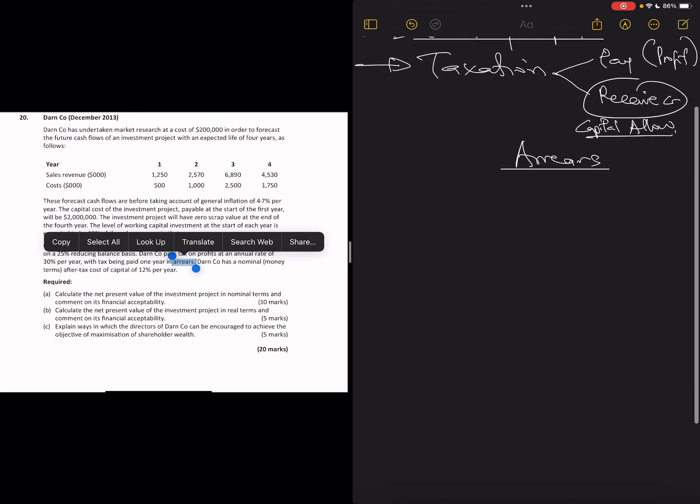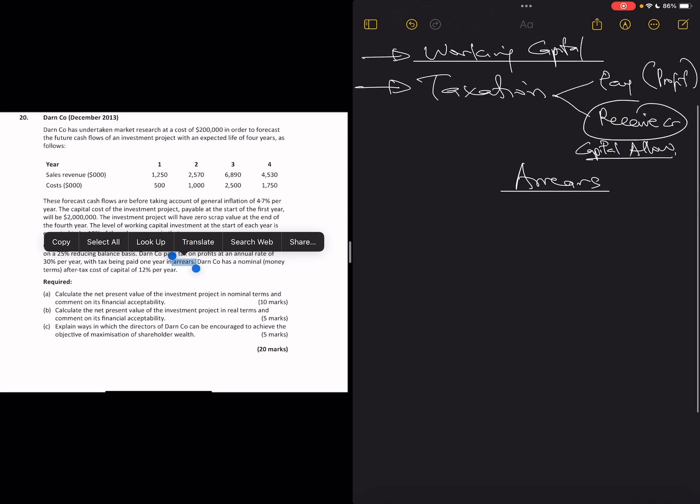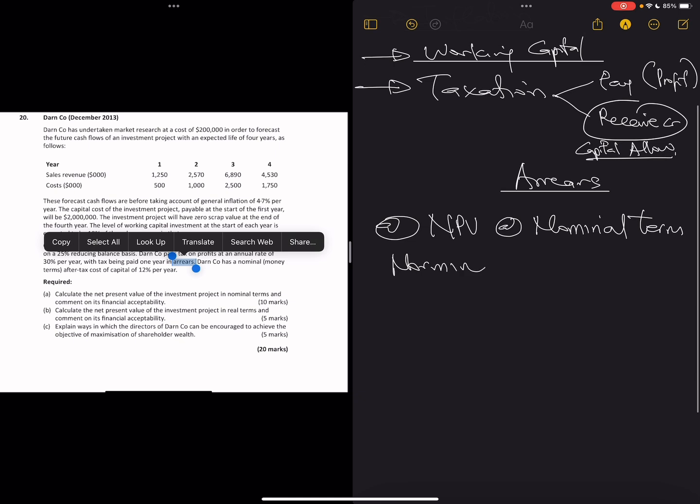The first question asks us to calculate the net present value of this project in nominal terms. So that's the first one we want to do: NPV in nominal terms. I told you nominal terms is the same thing as money cash flow. Nominal terms means with inflation. Please take it very seriously. It's the way they can try to confuse you. The examiner likes to use different words. Money or nominal, they are the same thing.